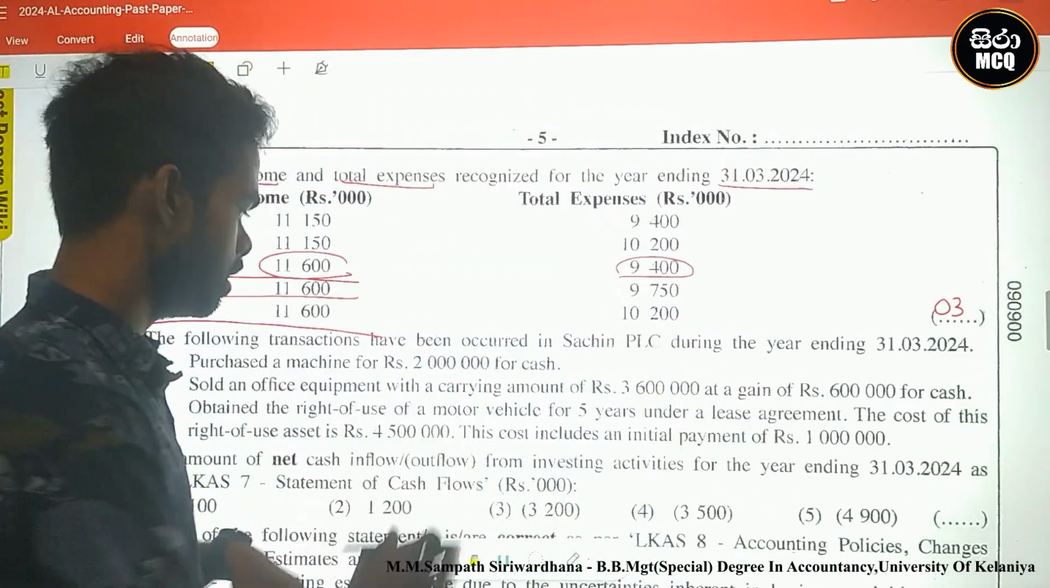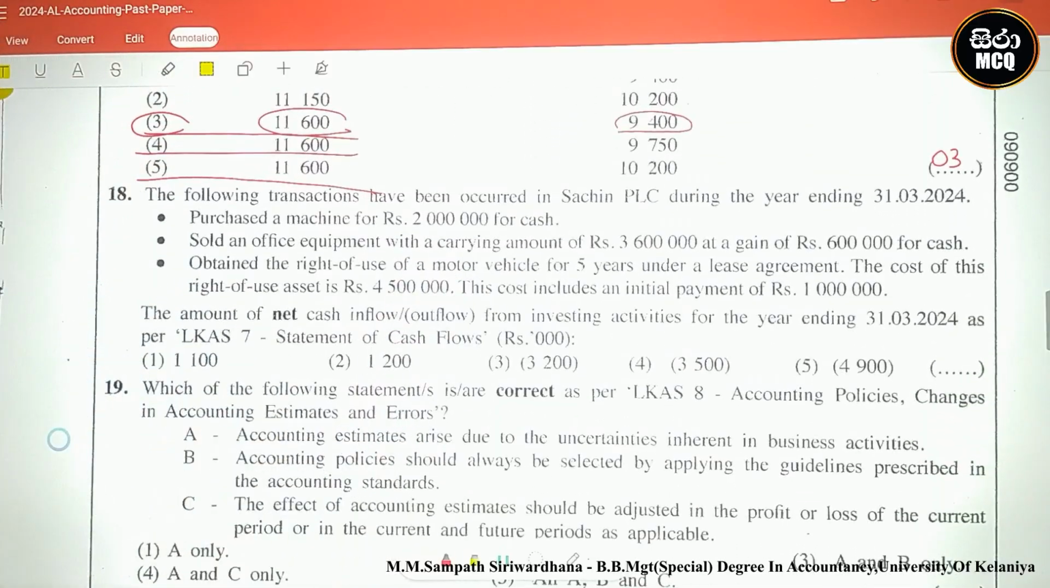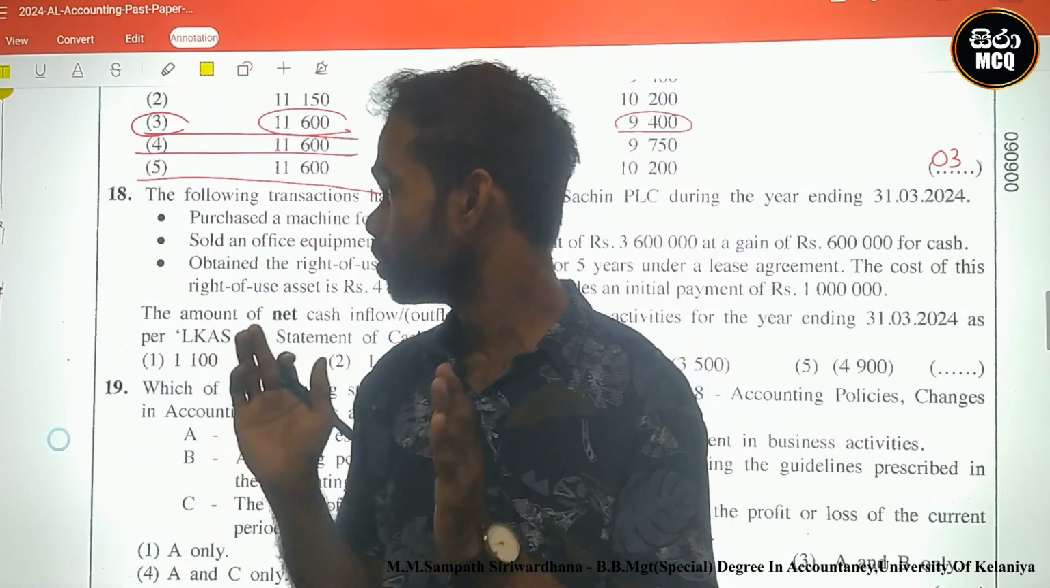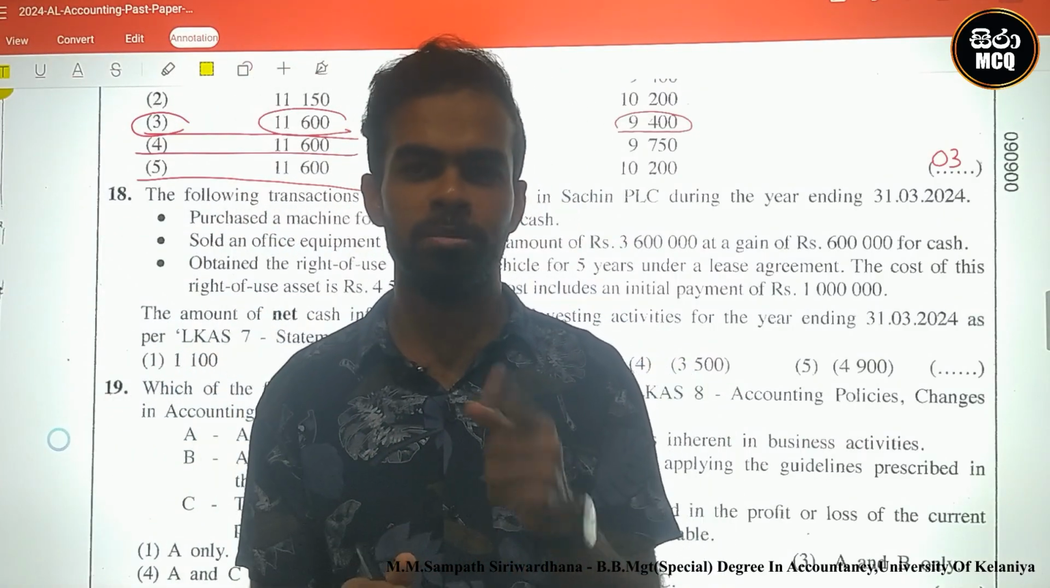After that, we find the answer of the case 7 cash flow related question. In question number 18, we must meet question number 18.